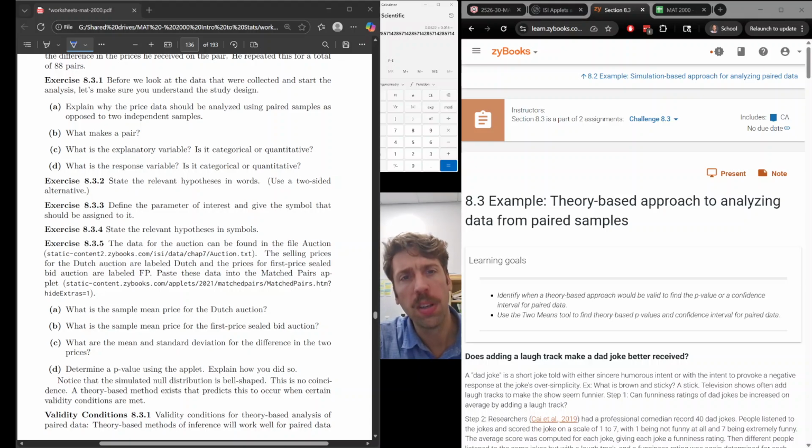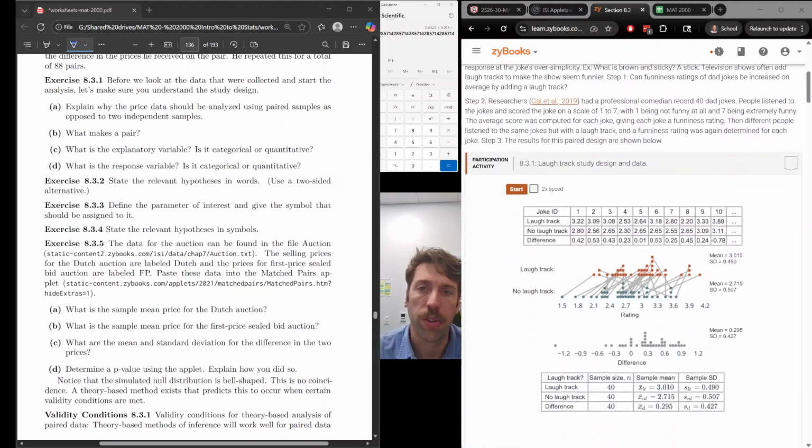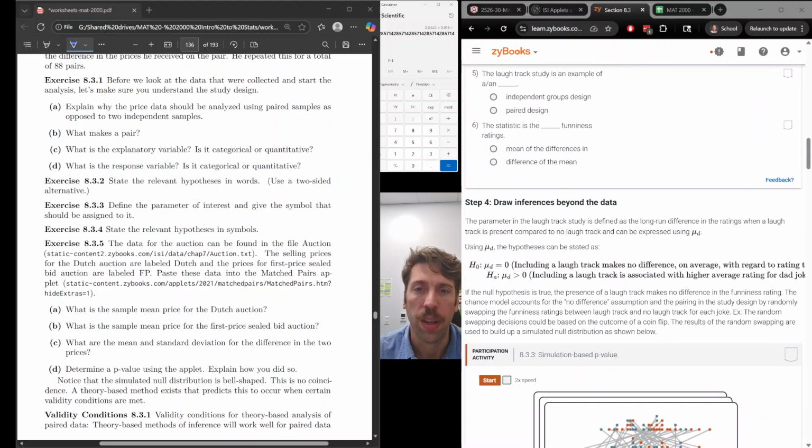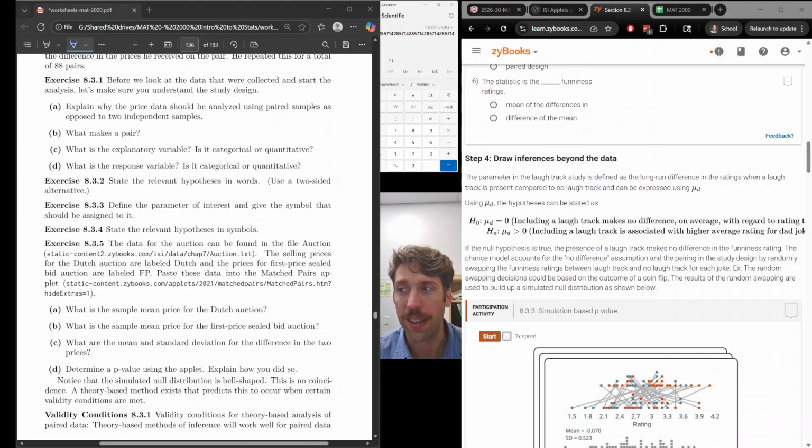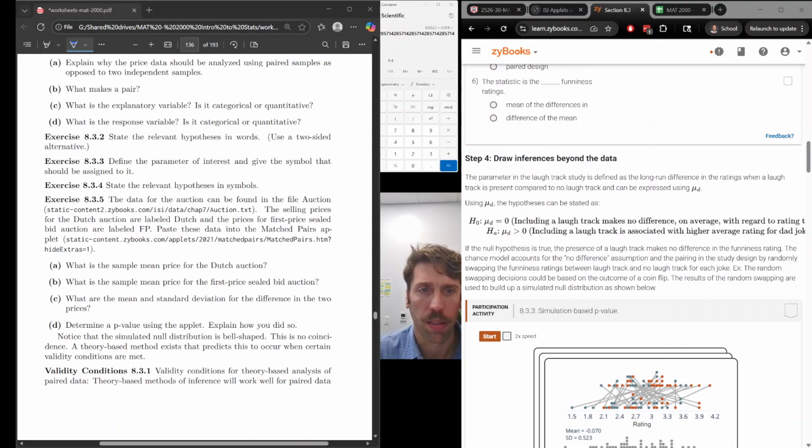What's the explanatory variable? Is it categorical or quantitative? What is the response variable? Is it categorical or quantitative? So then for number 2, state the relevant hypothesis in words. We did a two-sided alternative, so let's review doing that. Number 3, define the parameter of interest and give the symbol that should be assigned to it. So here, the parameter of interest should probably be roughly the same symbol as the parameter of interest from your reading. So hopefully that helps. And then state the relevant hypothesis in symbols.